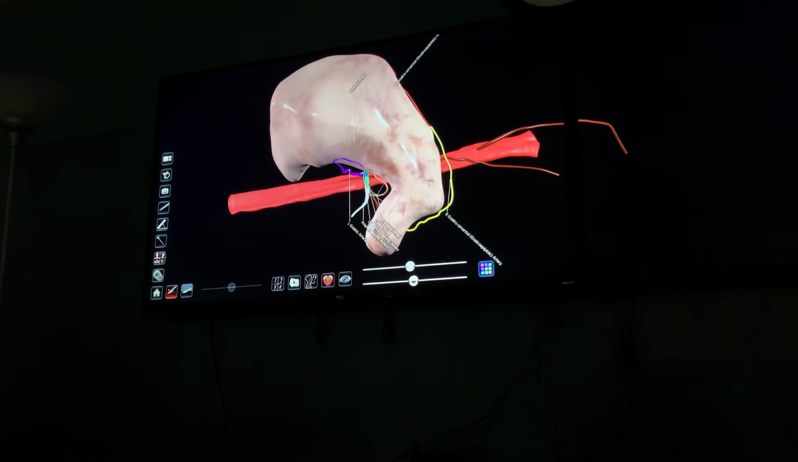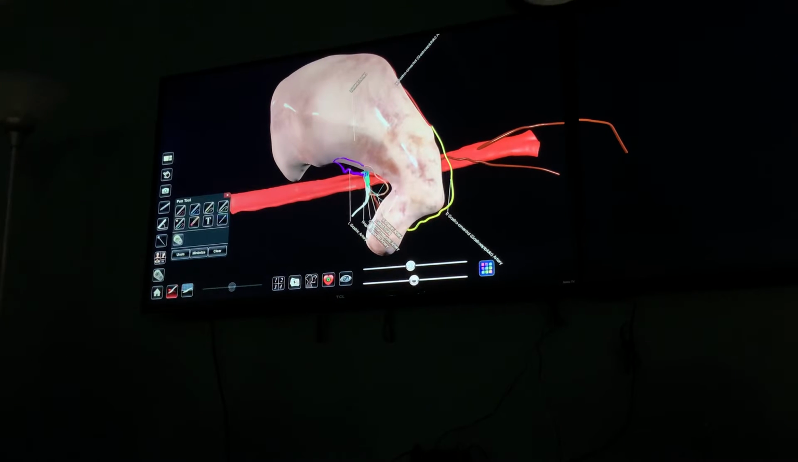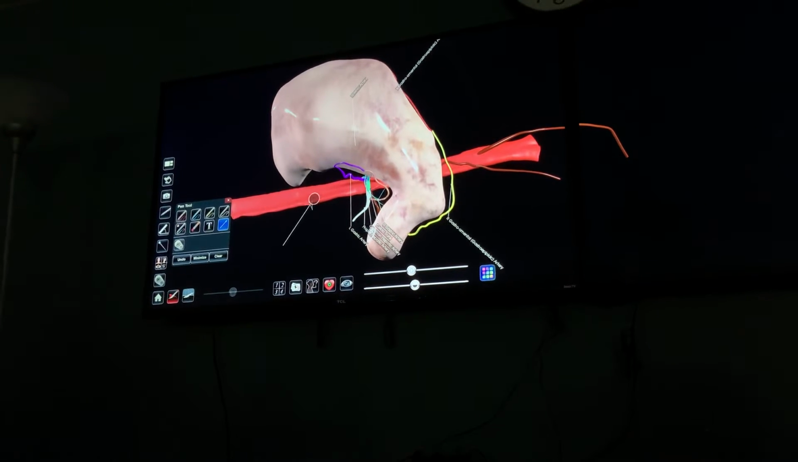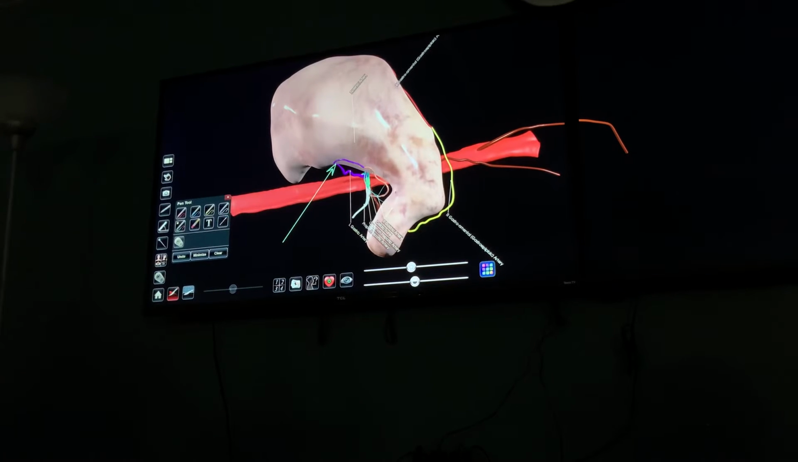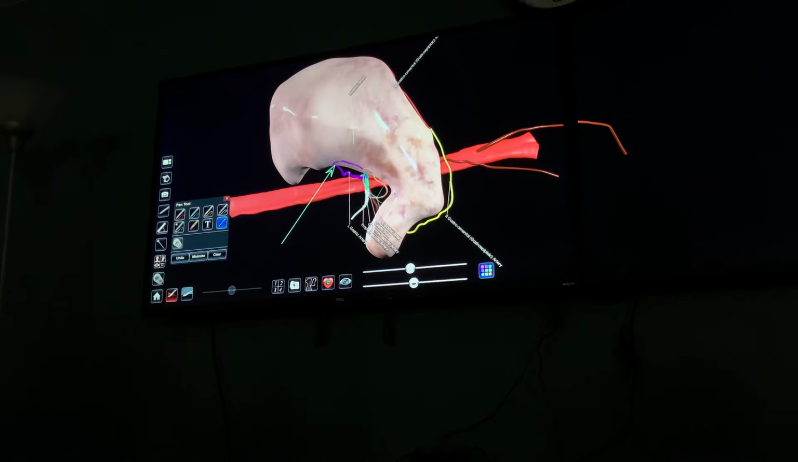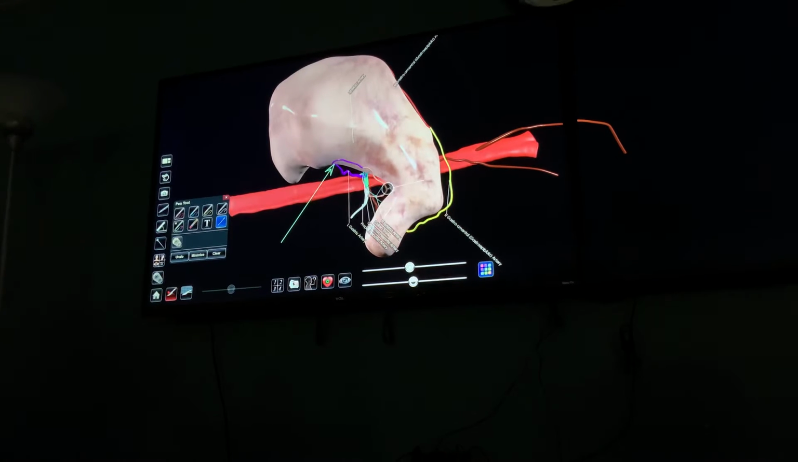So along the lesser curvature of the stomach, on the side where we would see the lower esophageal sphincter, we see the left gastric artery. But remember, as we come to the side where we would see the pylorus, that's where we're going to find the right gastric artery.